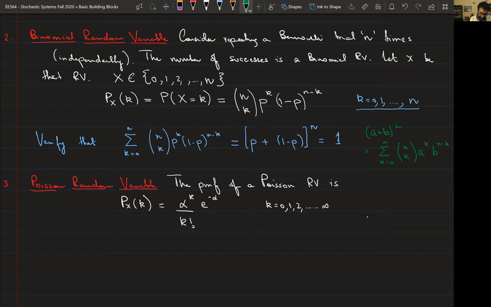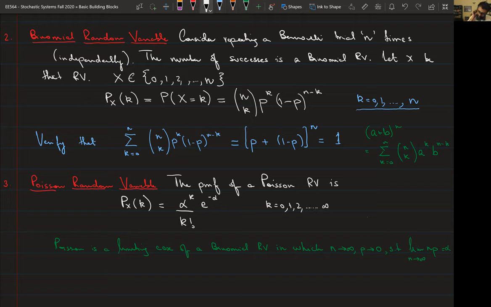So the Poisson is a limiting case of a binomial random variable in which n goes to infinity, p goes to zero in a particular fashion, such that np equals alpha, such that the limit as n goes to infinity of np is alpha. That's the relationship between binomial and Poisson random variables. Take care.